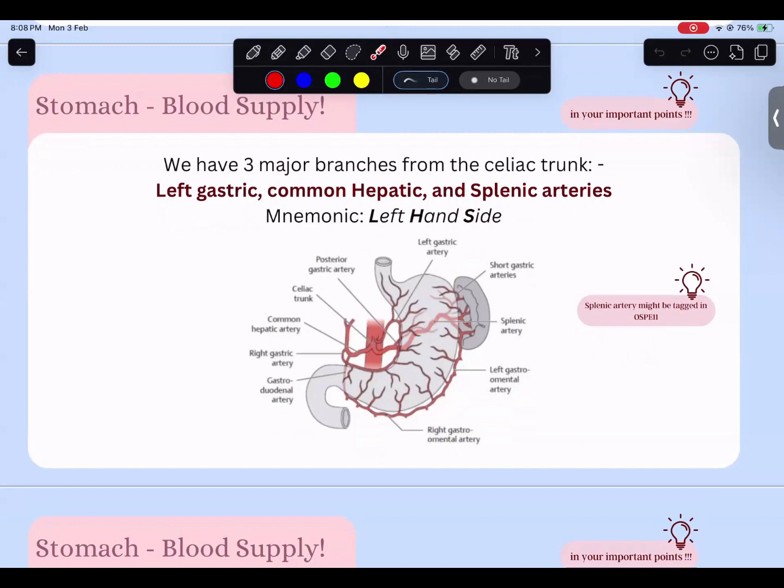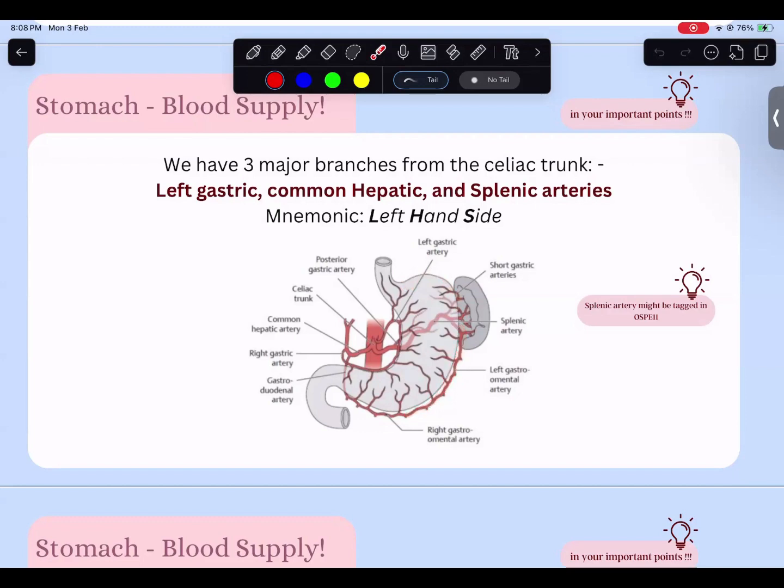So if you want to see the splenic artery, you'll have to flip over the stomach to look at it, because it's going to go from behind the stomach, supply the spleen, and give our two major branches: the short gastric artery, which is going to supply the fundus, and then the left gastroepiploic, which is going to supply the greater curvature.